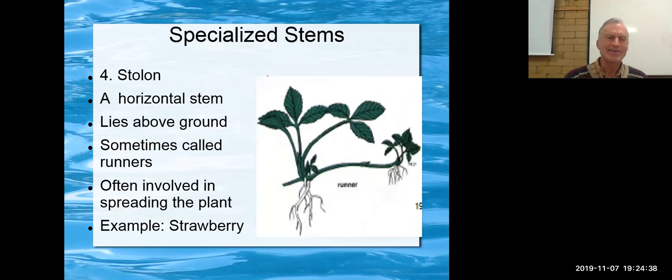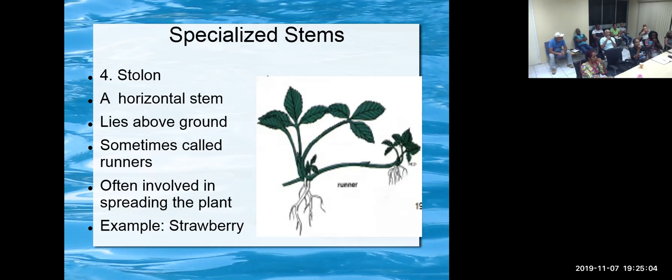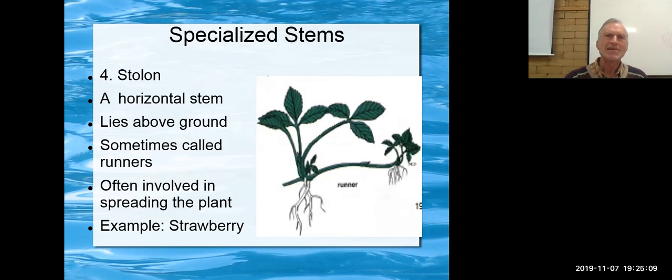Here's another one, a stolon. It's another horizontal stem, but this one's above ground. And it's usually involved in spreading the plant. It's sometimes called a runner. The runner goes out and it roots at one of the nodes and forms a new plant there. And then you can cut it and separate the new plant from the mother plant. Pumpkin, would that be an example? Or sweet potato? Pumpkin does root at the nodes.